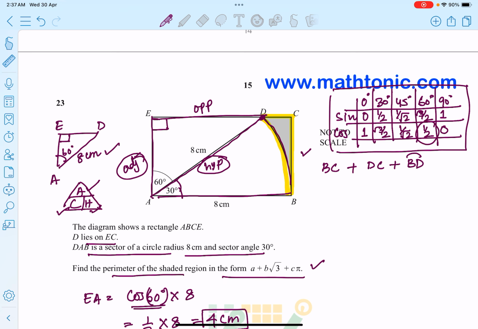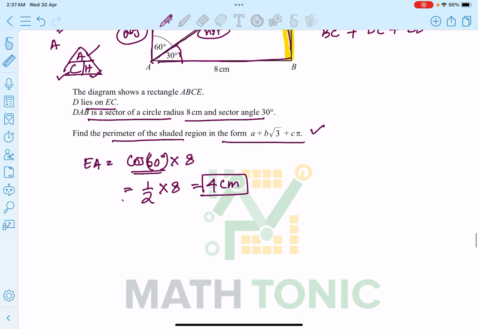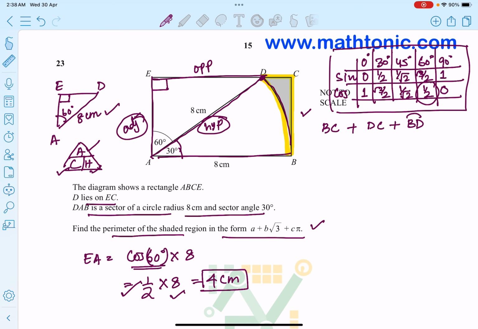So if you see this, cos 60 we got 1 over 2, so 1 over 2 times 8 equals 4 centimeters. That means EA equals 4, and EA equals BC, so BC is also 4 centimeters, simple, right? Now we'll try to find the value of DC.